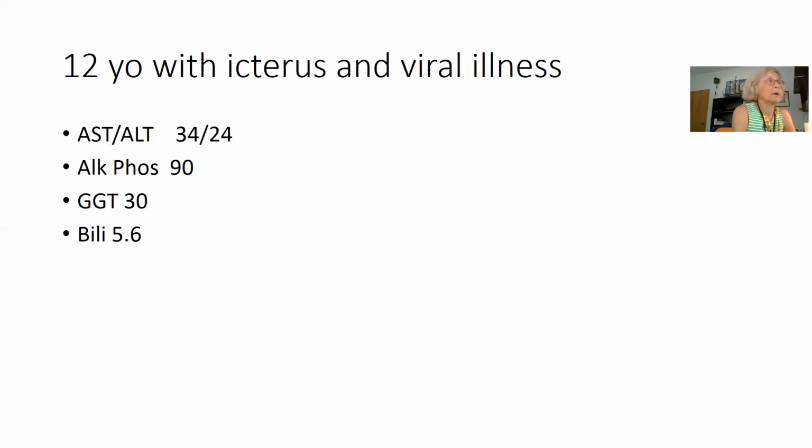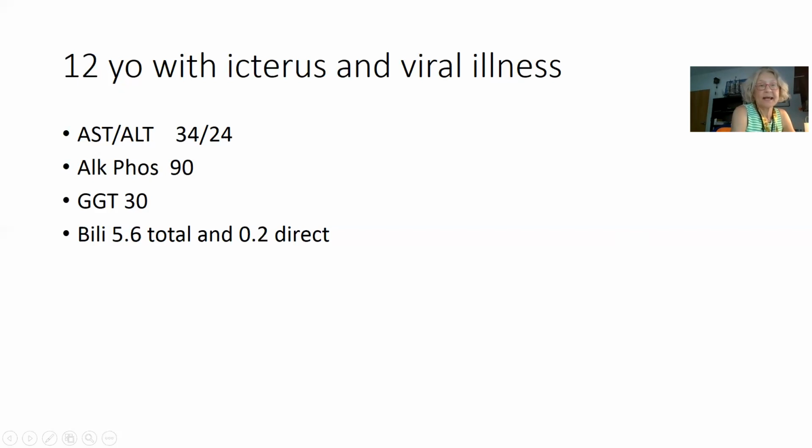another case. This is a 12-year-old with icterus during a viral illness. The pediatrician got some transaminases. They're normal. The alk phos is normal. The GGT is normal. And the bilirubin is elevated. And so they're coming to you absolutely frantic because they are sure they have bad liver disease. If you fractionate it, you will see that it's all indirect.